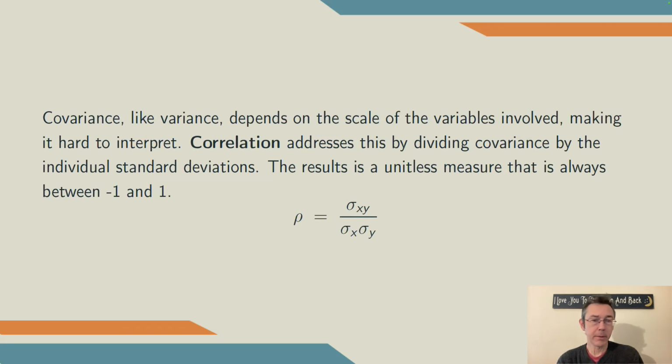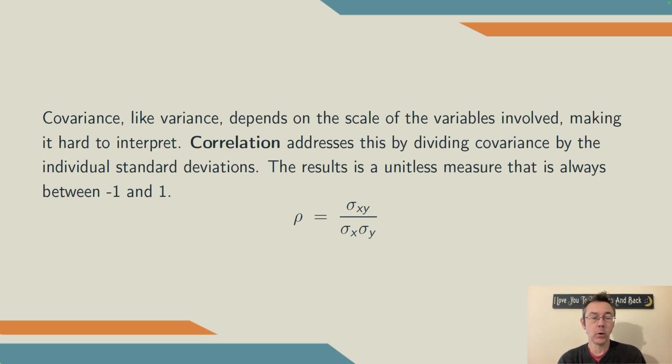Now, covariance depends on the scale of the variables involved, so it's hard to interpret. And in this way, it's very similar to single variable variance. The natural thing to do is to address that by dividing the covariance by the individual standard deviations, sigma sub x and sigma sub y. And when you do that, the result is a unitless measure that's always between -1 and 1.